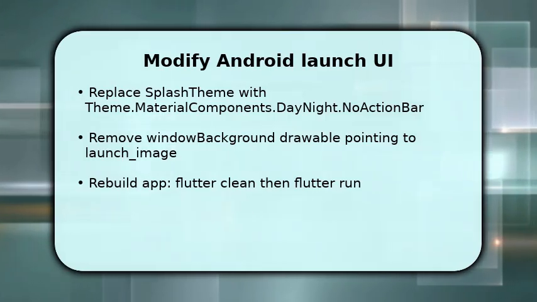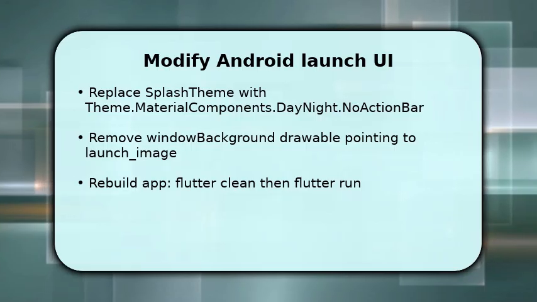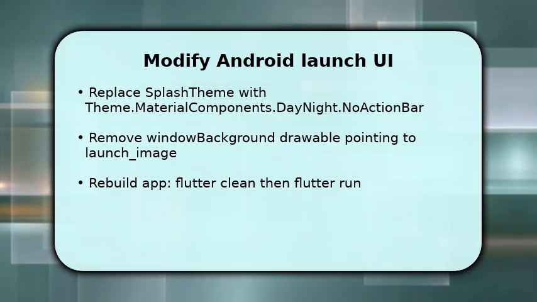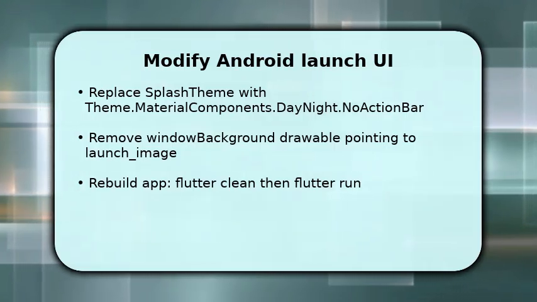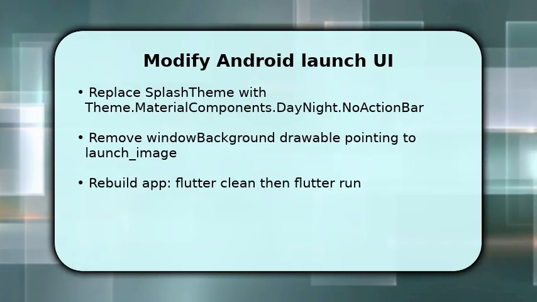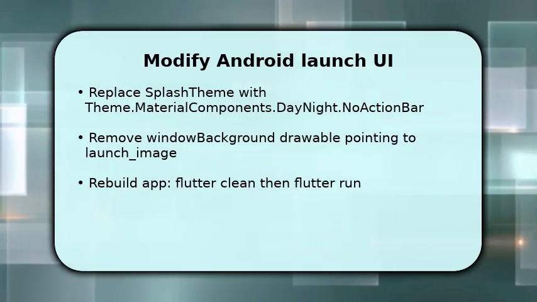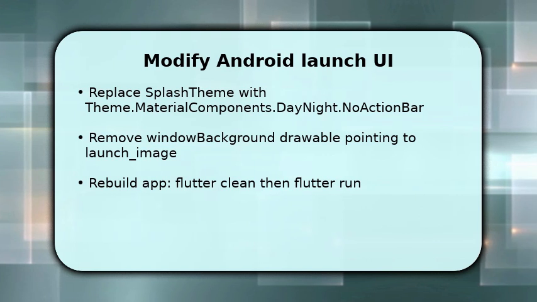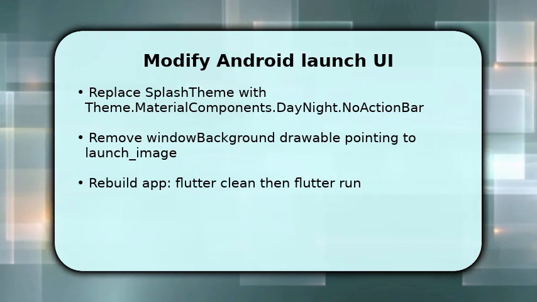In styles.xml, replace the custom splash theme parent with Theme.MaterialComponents.DayNight.NoActionBar, and remove any item name="android:windowBackground" that points to a launch drawable. Once removed, delete the related drawable files from res/drawable and res/drawable-v24 to avoid leftover images.